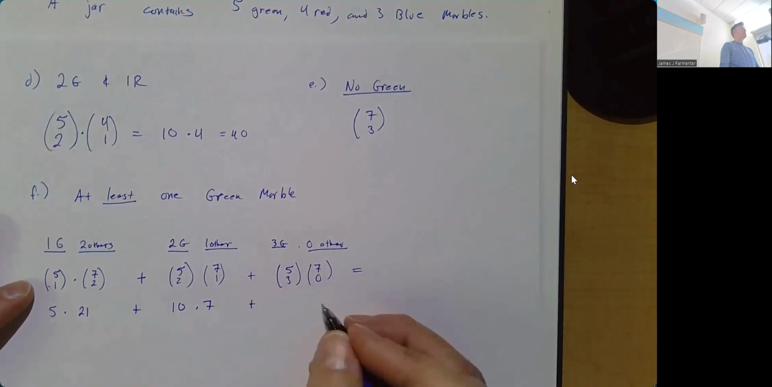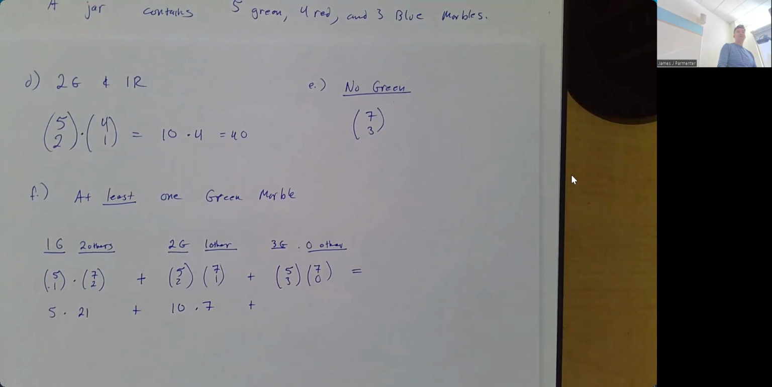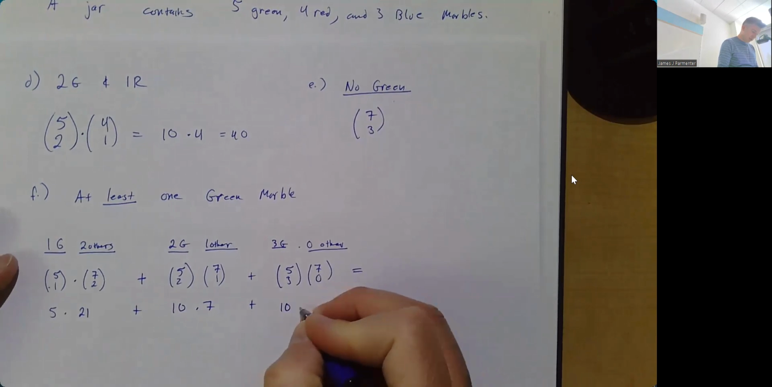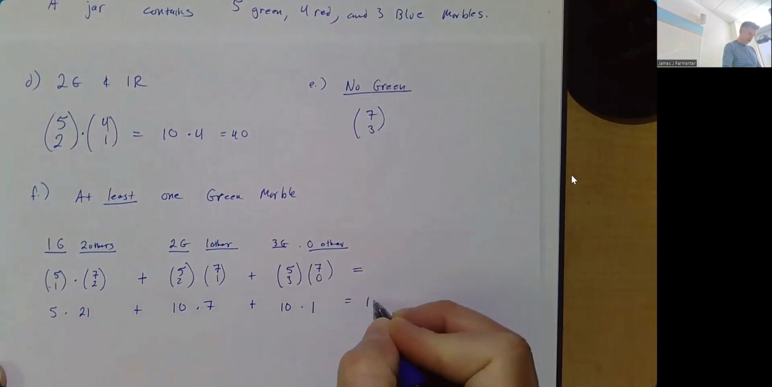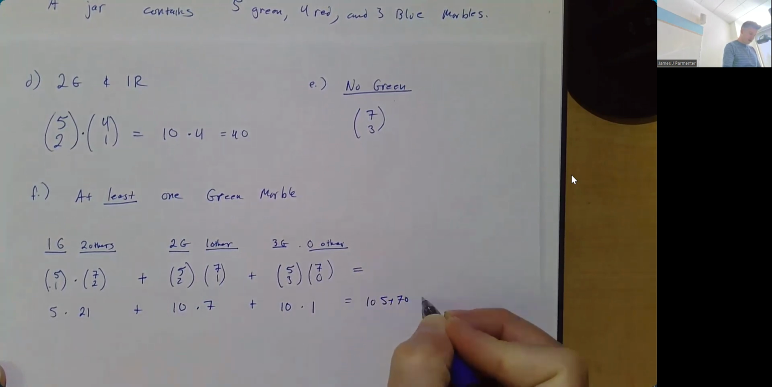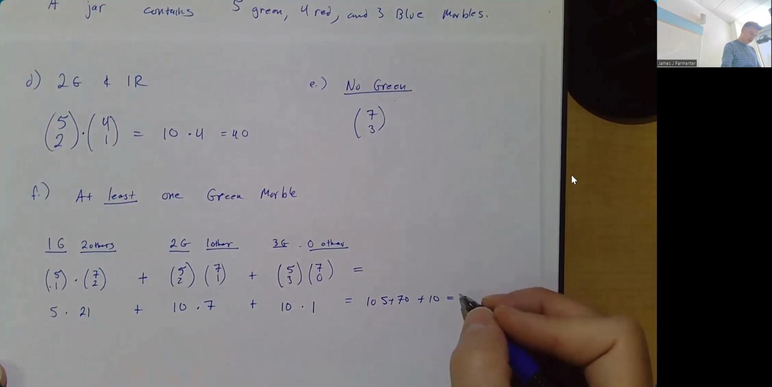And 5 choose 3 is the same as 5 choose 2, because instead of picking the 2 marbles I want, I'm picking the 2 marbles I don't want. So 5 choose 3 is also 10. And 7 choose 0 is 1. All right, and that adds up to, let's see, 105 plus 70 plus 10 is 185.